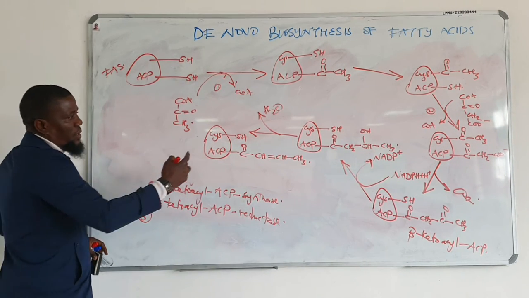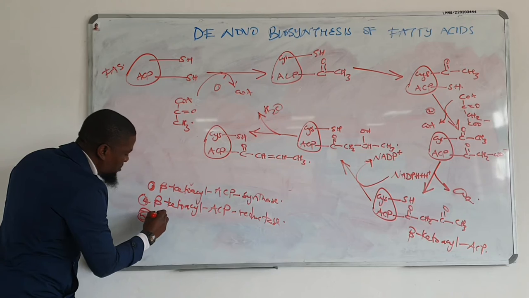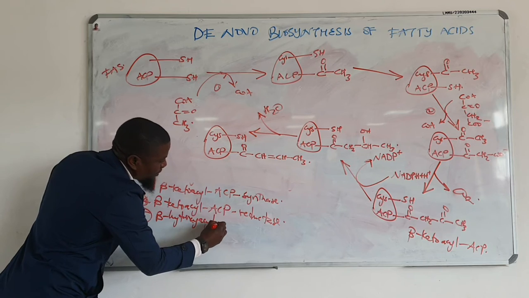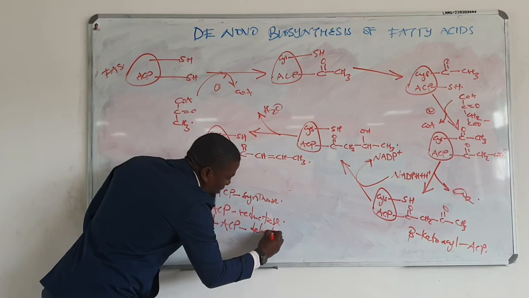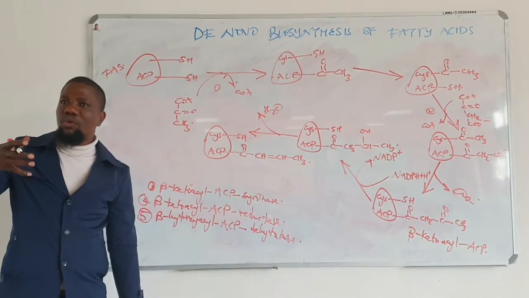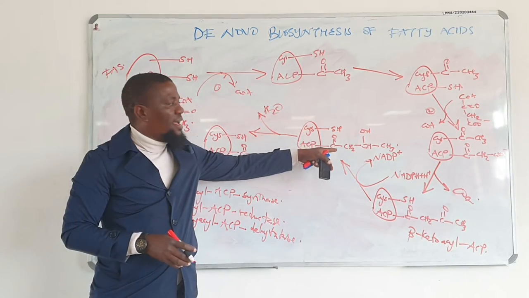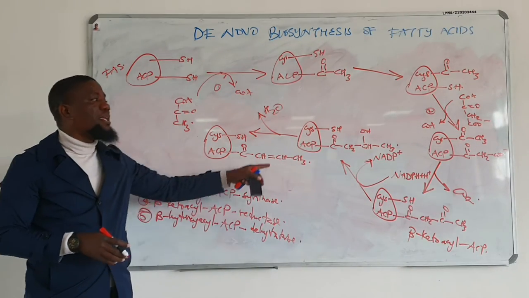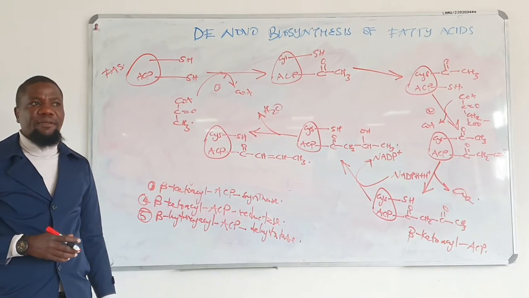Therefore, this was dehydrating a beta hydroxy ester. The enzyme therefore would be a beta hydroxy ester ACP dehydratase. Removing water from a beta hydroxy ester ACP. So beta hydroxy ester ACP dehydratase, producing a beta enoyl ACP.